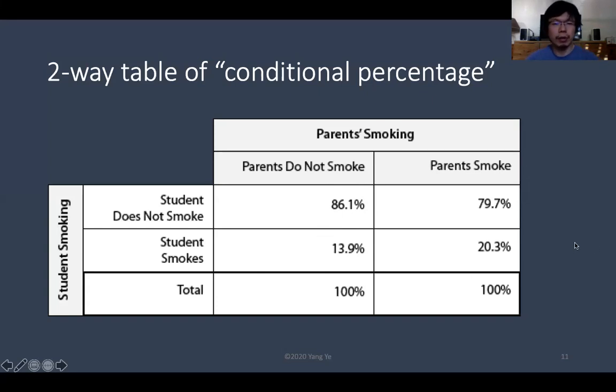Now, this is not what we recommended. We always recommend putting the independent variable, parents smoking, on the row, and the dependent variable on the column. Okay.